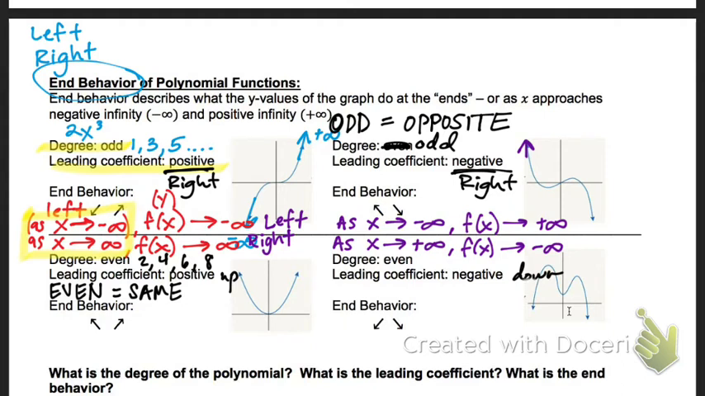So if I were to write end behavior statements for even positive, I would say as x approaches negative infinity, f of x does what? To the left, it's going up, so positive infinity. And since they're the same, as x approaches positive infinity, f of x also approaches positive infinity.